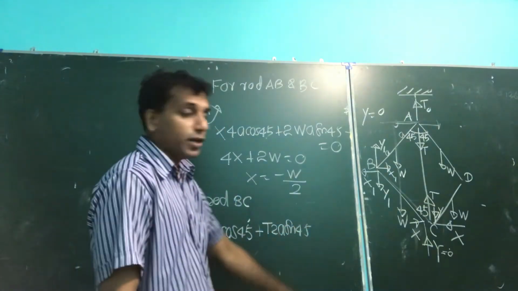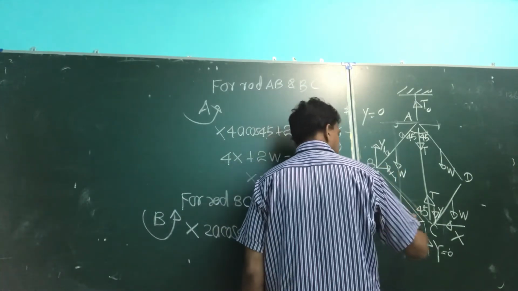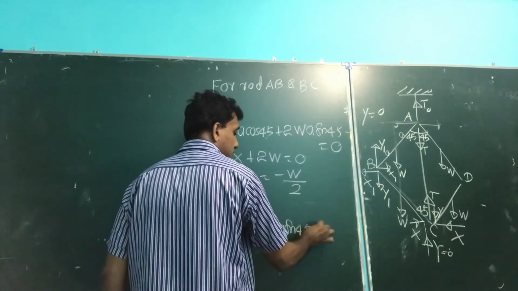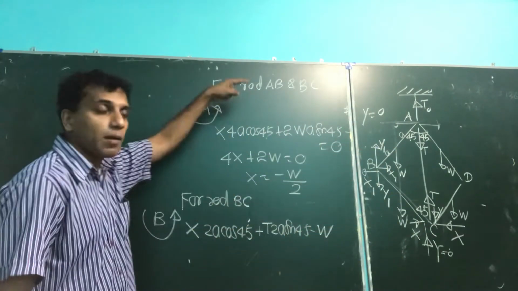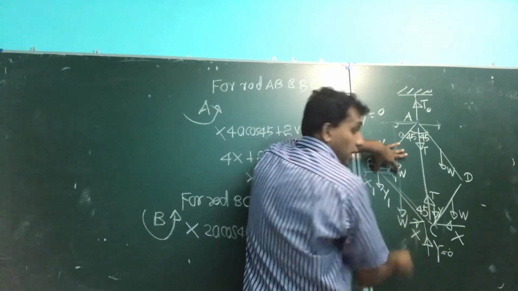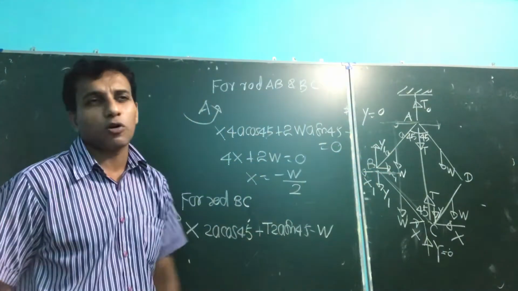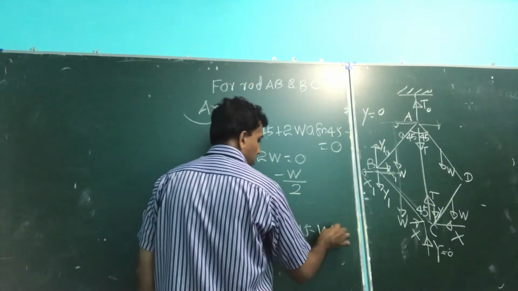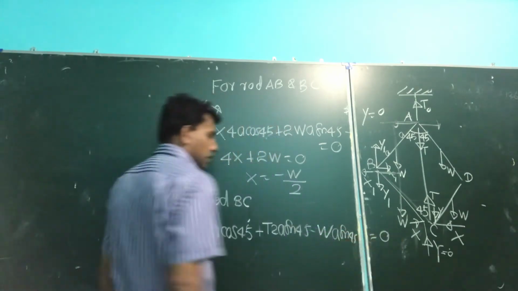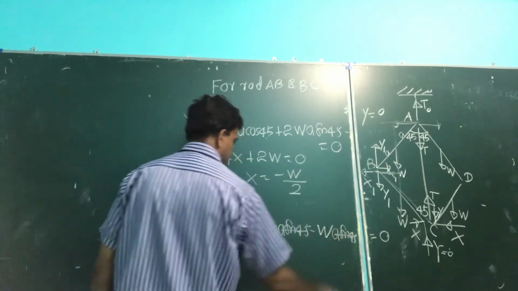The force W. Taking moments about B, the X direction, the T direction, minus W into what is that? This part direction: a cos 45, a sin 45. Sin and cos of 45 degrees are both the same. So W a sin 45 equal to 0, right? Cut everywhere by a sin 45, a cos 45 cancel.